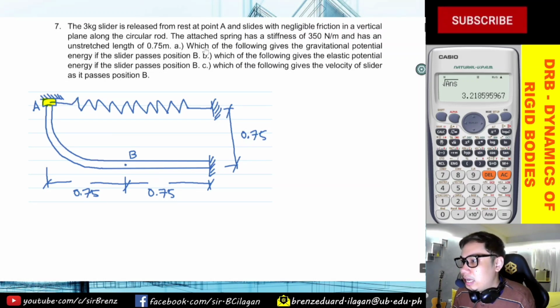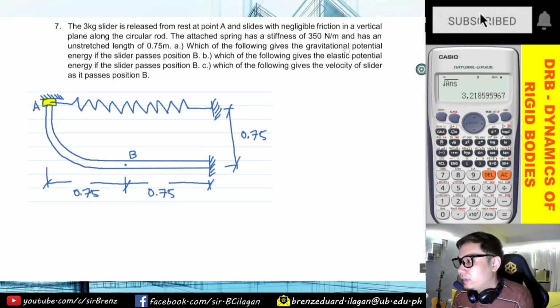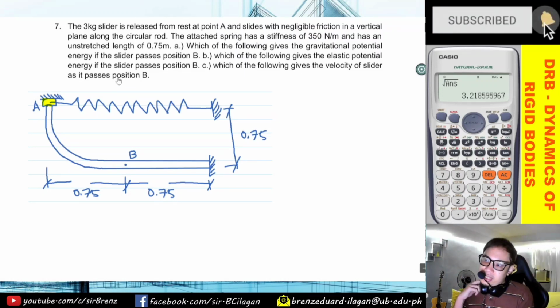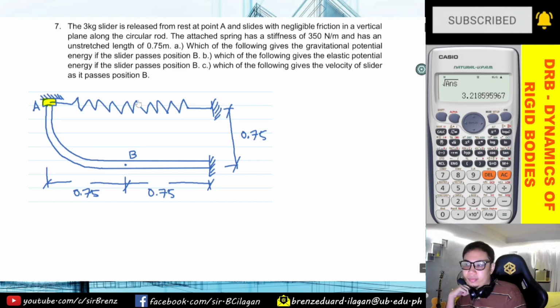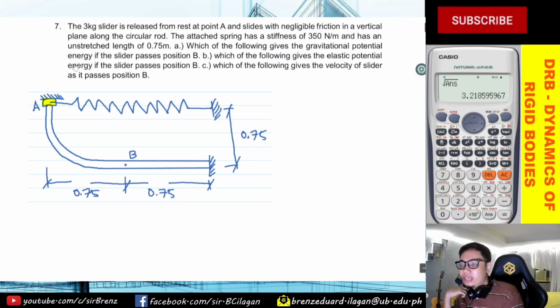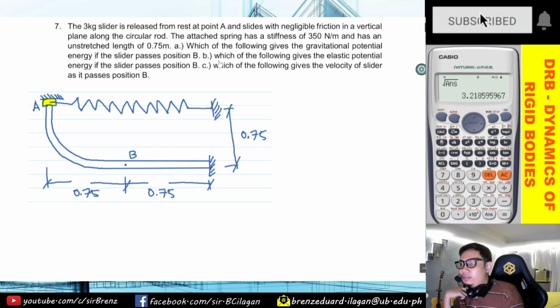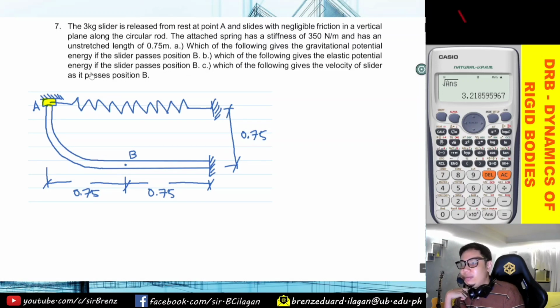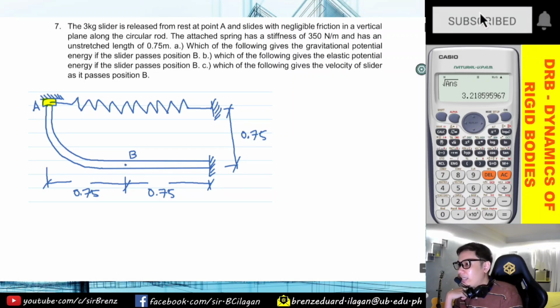Okay, so for letter A, which of the following gives the gravitational potential energy if the slider passes position B? So, mangyayari, pagpunta niya daw dito sa point B, ano daw yung gravitational potential energy niya. And then for letter B, which of the following gives the elastic potential energy if the slider passes position B? And letter C, which of the following gives the velocity of the slider as it passes position B? Okay guys, so siguro magtataka kayo, sir, bakit nagkaroon ng mga potential energy dyan?